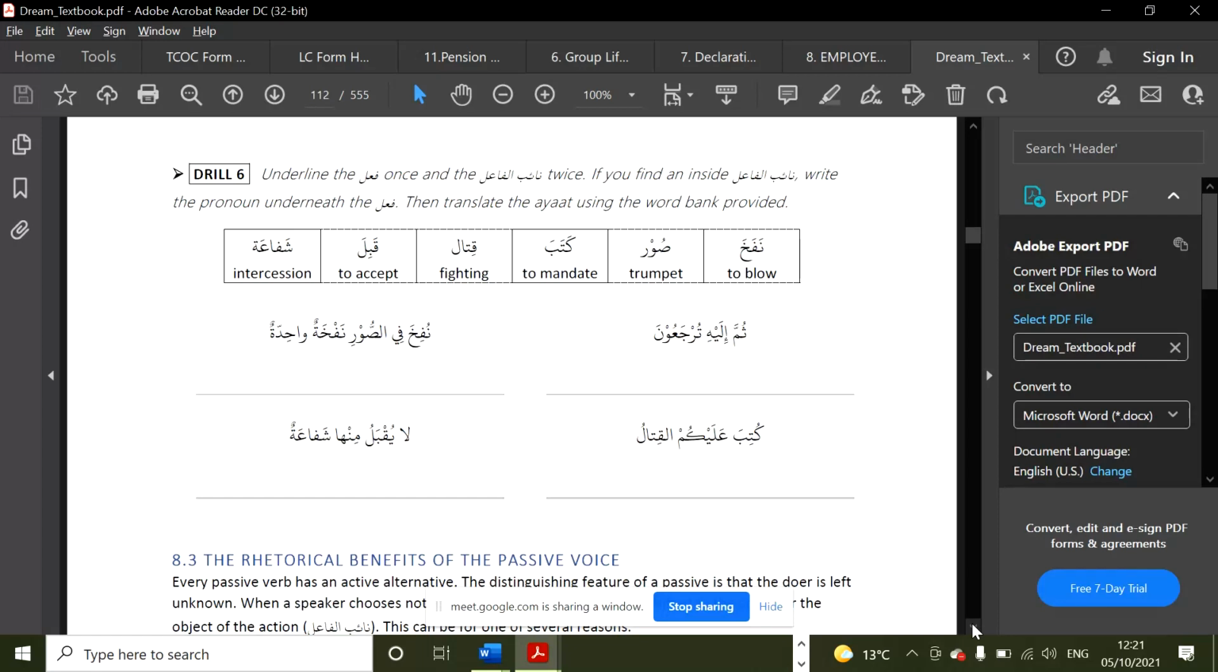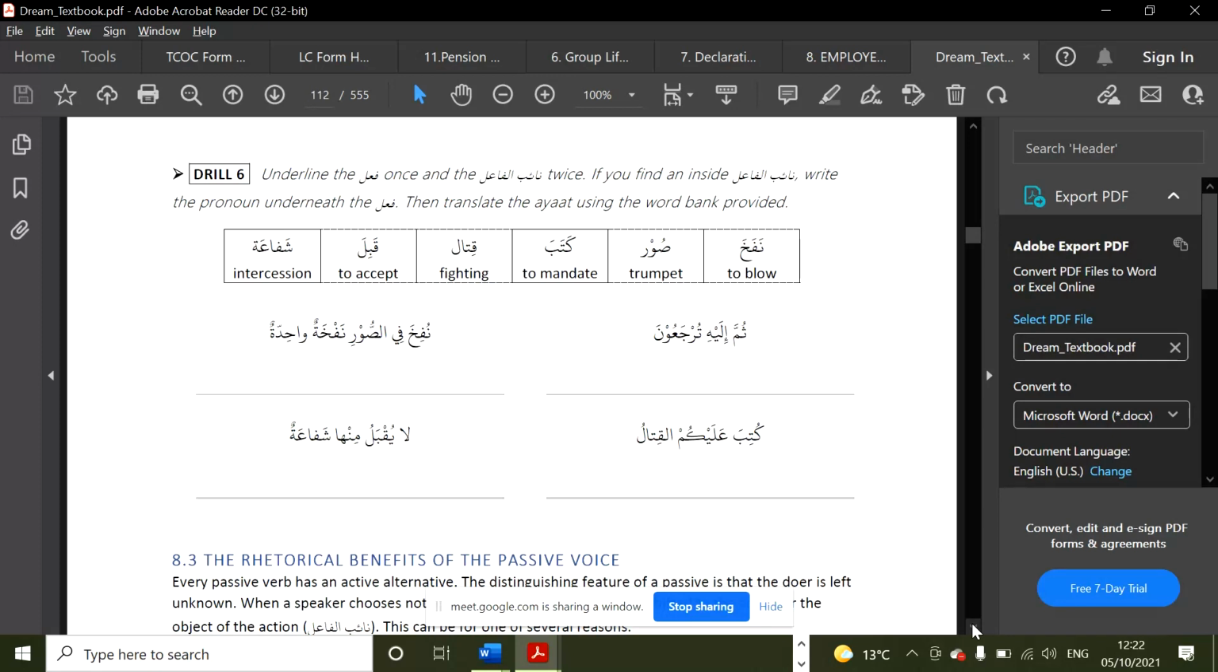So the first one is Summa ilayhi turja'un. I want Sister Parveen to please attempt this part of the ayah. Okay, inshallah. Summa is a harf. Ilayhi is jar majrur. And turja'un is fi'l mudare lil majhul.